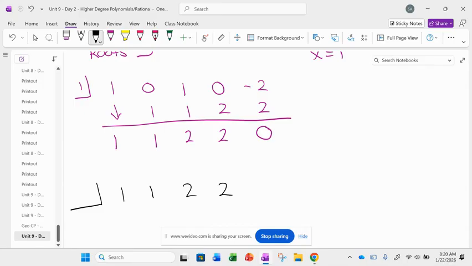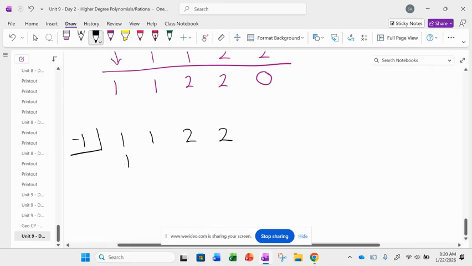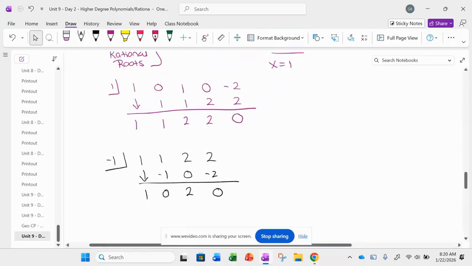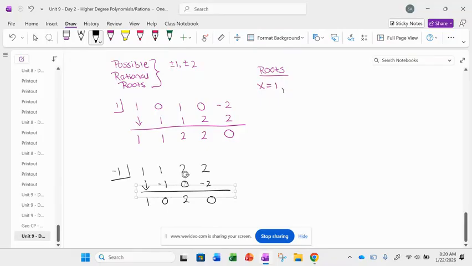And now I need to guess another one. We should guess a negative 1. That's going to work. So we have a 1, negative 1 is 0, 2, negative 2, 0. So what does that mean? Our next root is x equals negative 1. Then we had x equals 1.